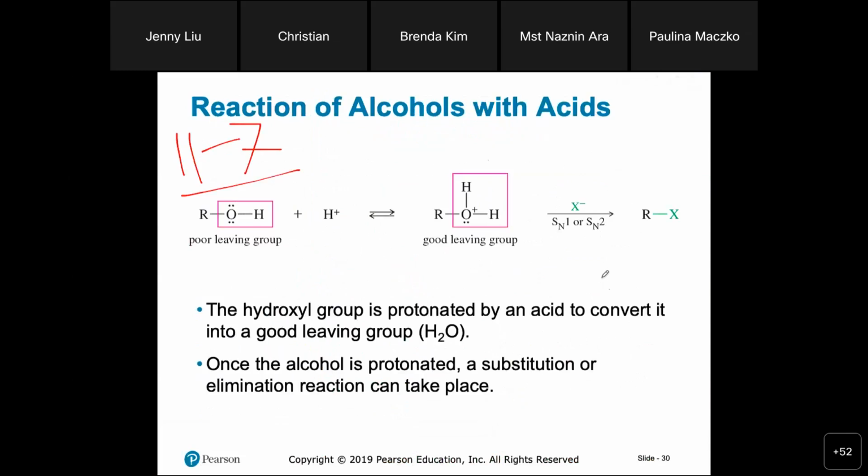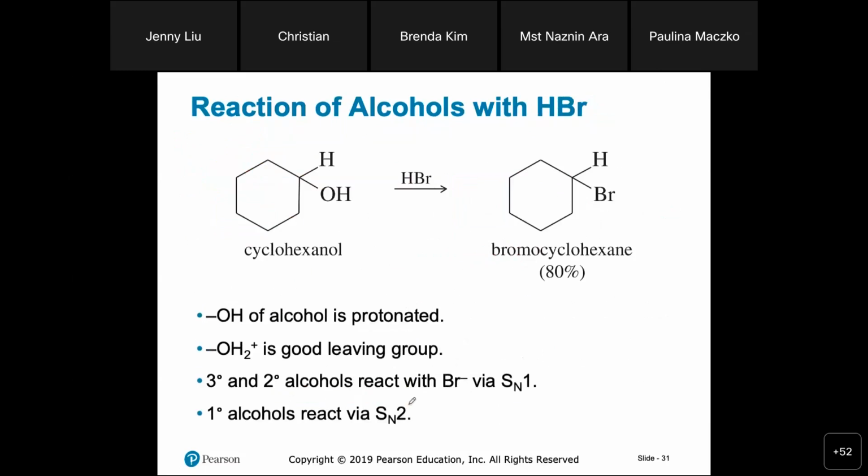So the hydroxy group is protonated by an acid to convert it into a good leaving group. That means the hydroxyl group can be protonated and we can leave it as water. As water we will leave it, so they are actually a good leaving group. Once the alcohol is protonated, a substitution or elimination reaction can take place. So these are our two conditions. First, it has to be protonated to make the good leaving group, and second, we have substitution or elimination for the final product.